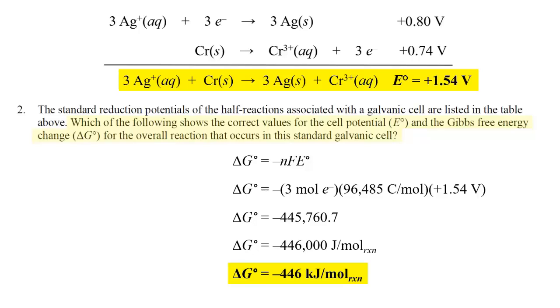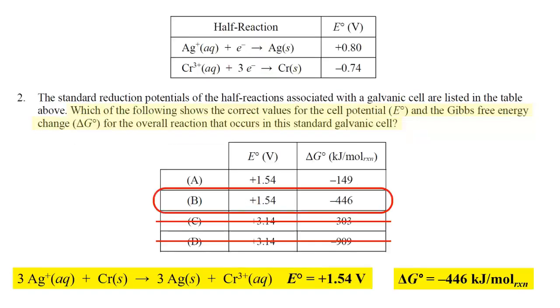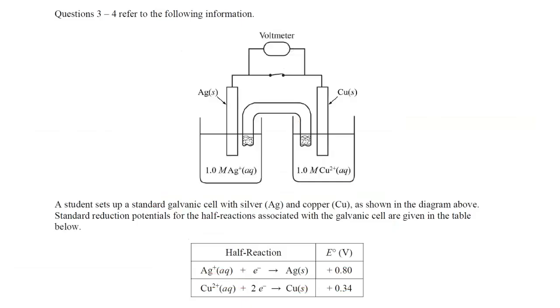Well, now that I have that value, that means that the correct answer to question 2 is choice B. We have a standard cell potential of positive 1.54 volts, and we have a value for the standard free energy change, delta G, of negative 446 kilojoules per mole of reaction. All right, now let's take a look at questions 3 and 4.